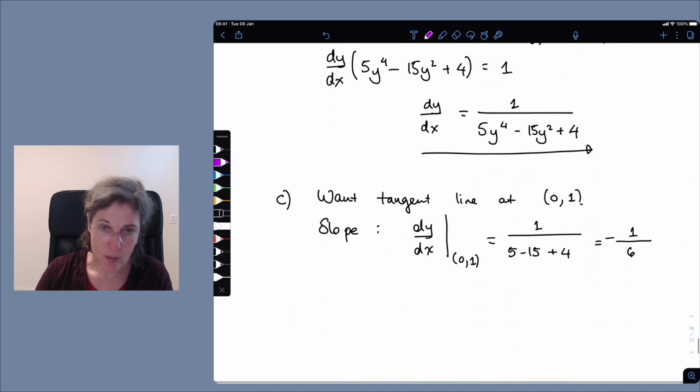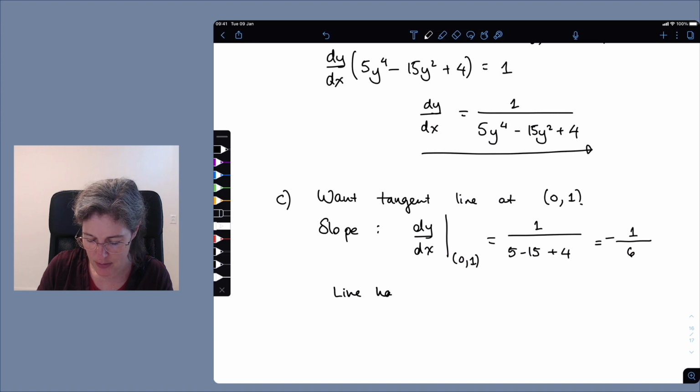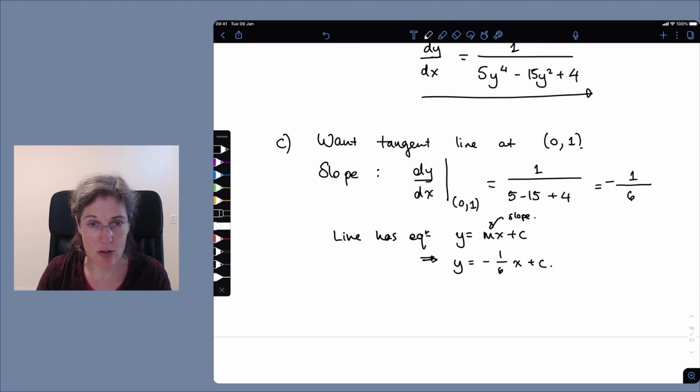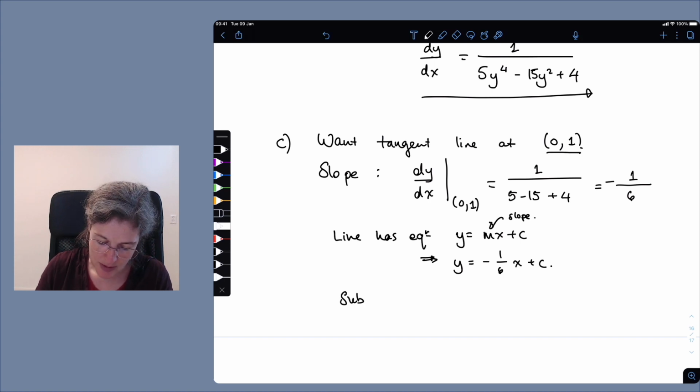Okay, so we've got the slope. Now we just need to have the equation for the line. Our line has the equation y is equal to mx plus c, and our m is the slope. So this tells us so far we've got our line is minus 1 over 6 times x plus c. So we just need to find c. To do that, we just plug in a point on the line, which we have, a perfectly good one, (0, 1). So we're going to substitute (0, 1) to find c.